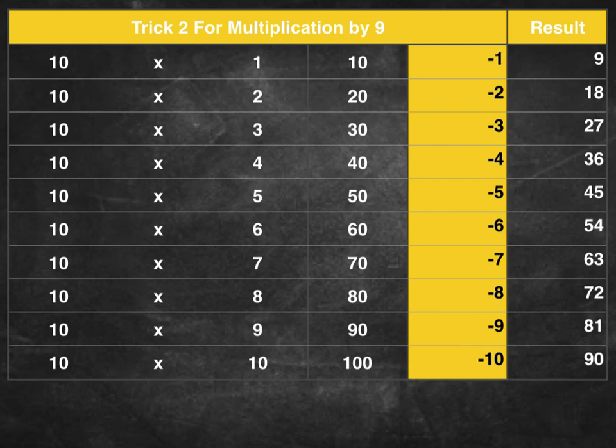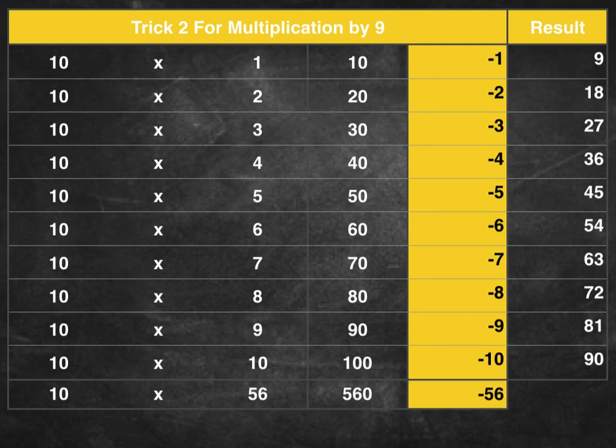Minus 10 is 90. And if you want to do this on a bigger number, let's just say 10 into 56, 560. If we minus 56 from 560, 504. I hope you have enjoyed this trick. This is the simplest trick where you can do both the tables. So you have done the 10 tables as well as the 9 tables.